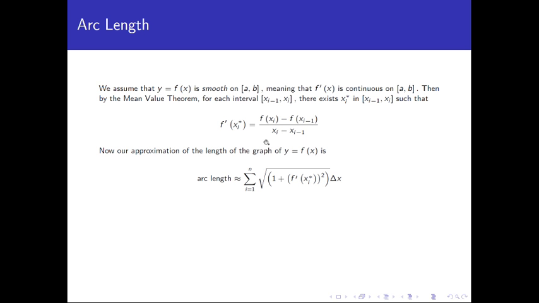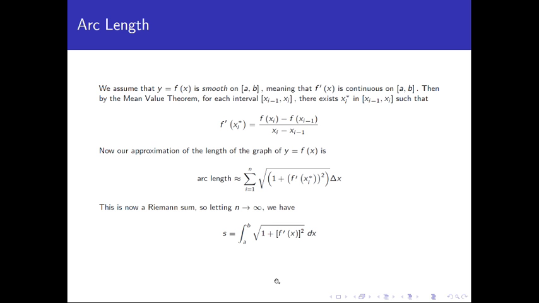So now we're going to take each of those slope expressions and replace it with the value that we're guaranteed by the mean value theorem. Now we have a sum of a function times delta x. This is now a Riemann sum. So when we take n goes to infinity, we have this expression for our arc length.